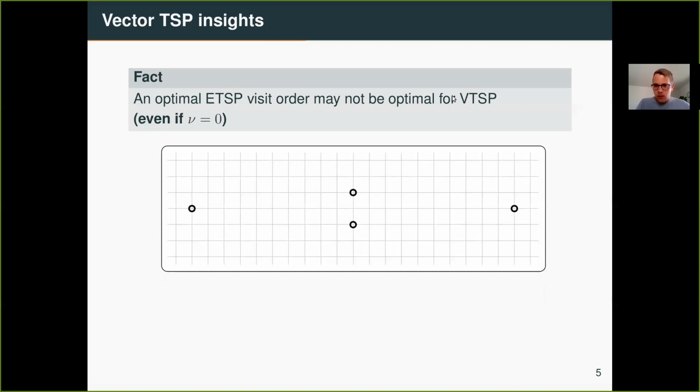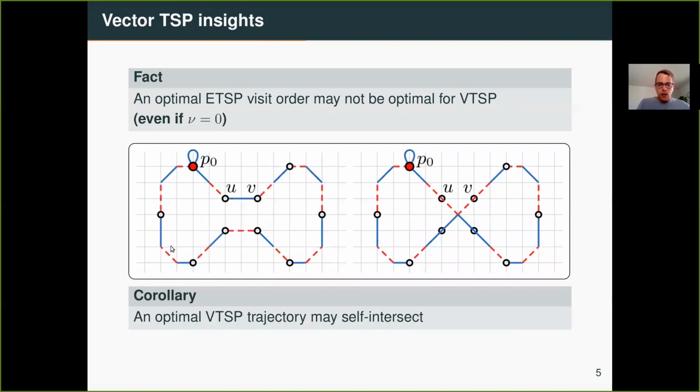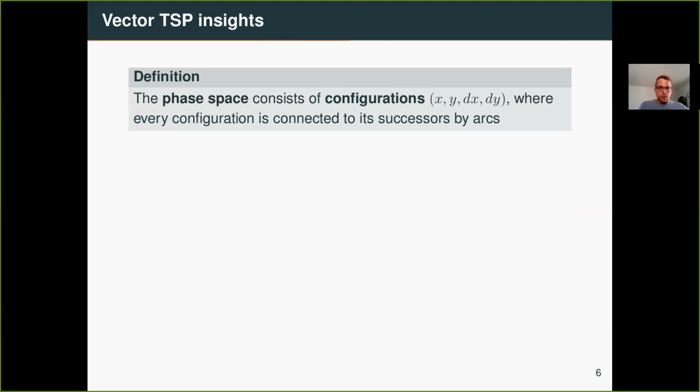But we found out that the VectorTSP optimal visit order is actually the other one. So it's this one, go to top, and instead of going to the right, you go below, to the right, and you go back. And a nice corollary of this fact is that an optimal VectorTSP trajectory may in fact self-intersect and still be optimal, such as the one on the right here, which is of course in contradiction to the Euclidean TSP, which cannot intersect or it's not optimal due to the triangle inequality.